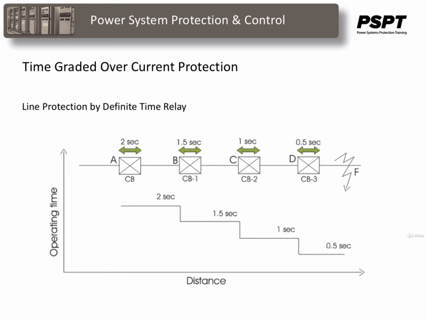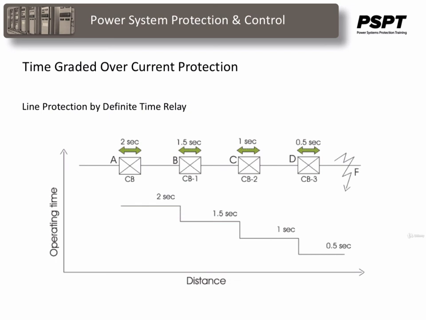For example, at point D, the circuit breaker CB3 is installed with a definite time relay of 0.5 seconds. Successively at point C, another circuit breaker CB2 is installed along with a definite time relay operating with a time delay of 1 second. The next circuit breaker CB1 is installed at point B, which is nearest to point A, and at point B the relay is set for a time of 1.5 seconds.